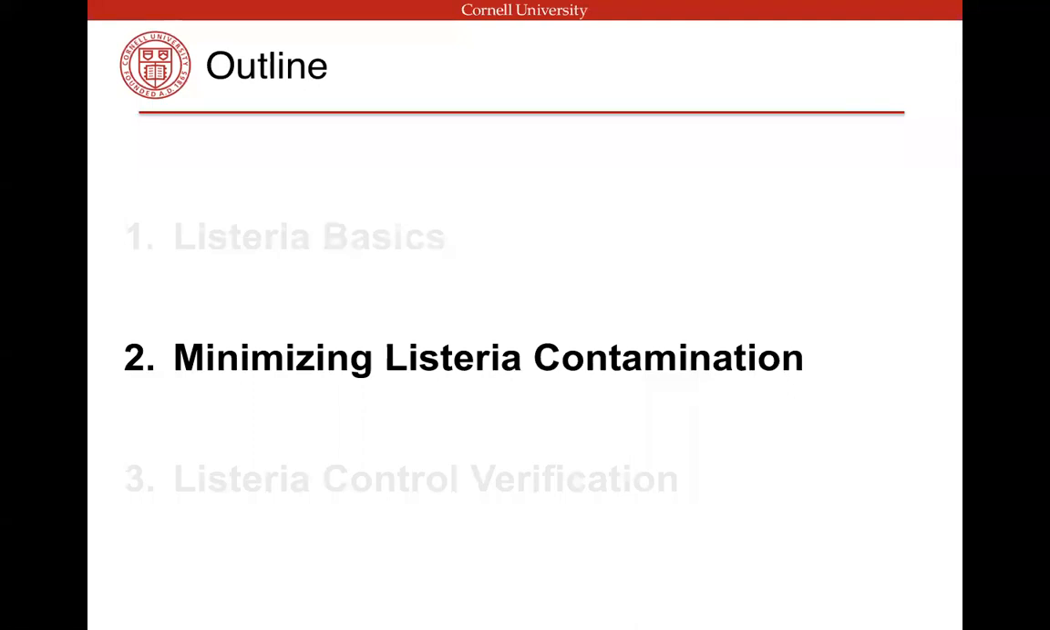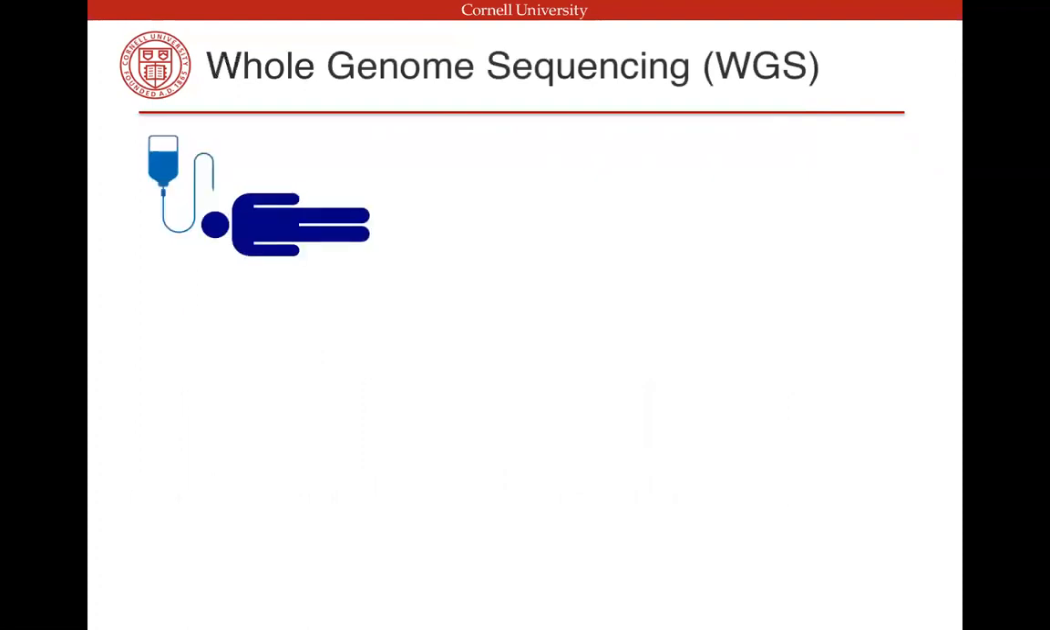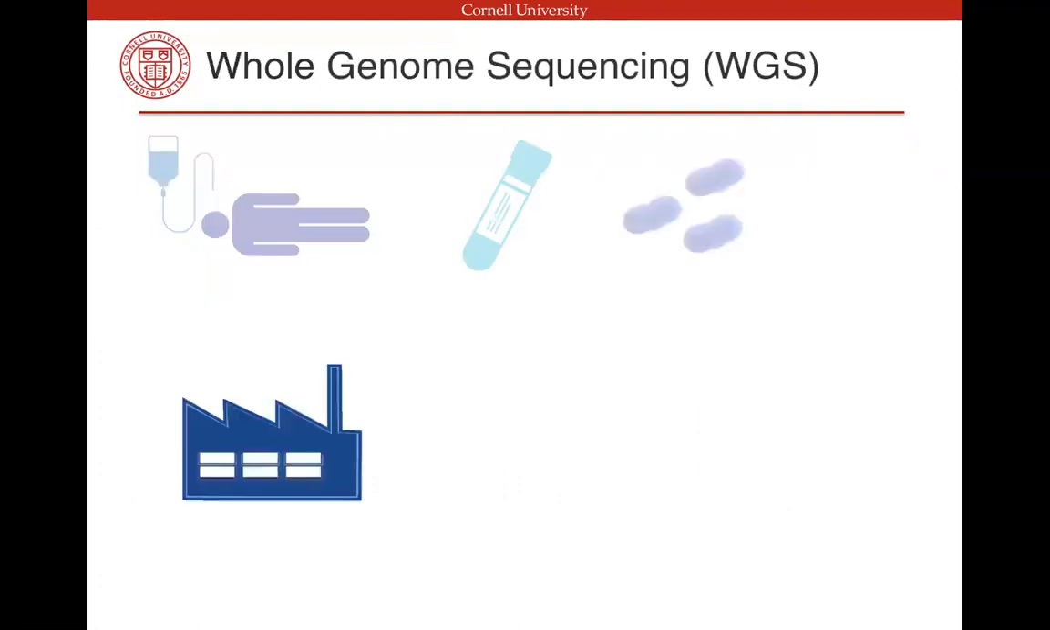So the next section is about minimizing Listeria contamination. Just to make sure we're all on the same page, because I'm going to be talking about whole genome sequencing in a second: you've got your patient and they become ill. You determine that they have listeriosis, you collect a clinical sample, and you find Listeria. So those are 3 little Listeria there. Then you find out that they ate at food facility A.